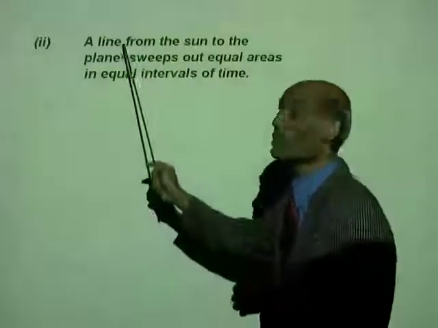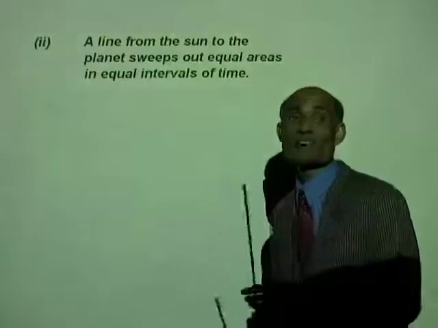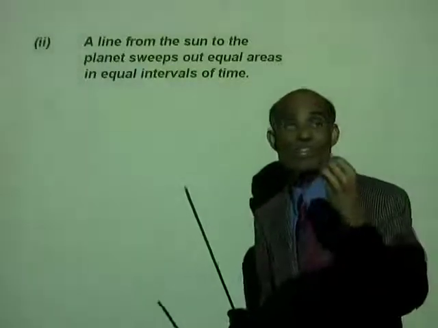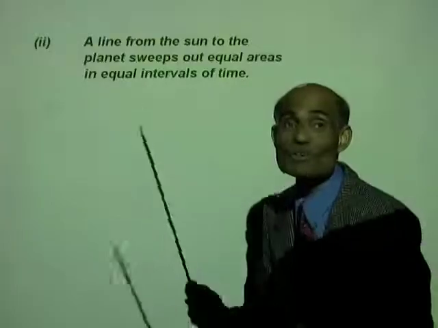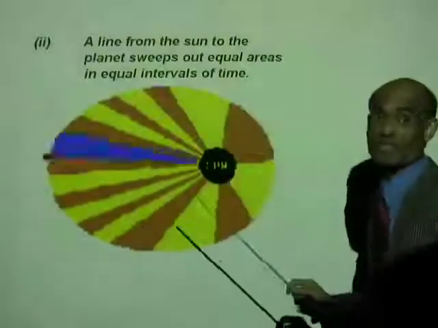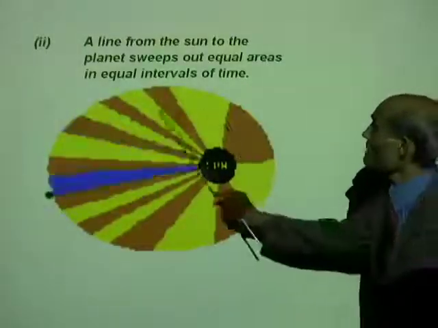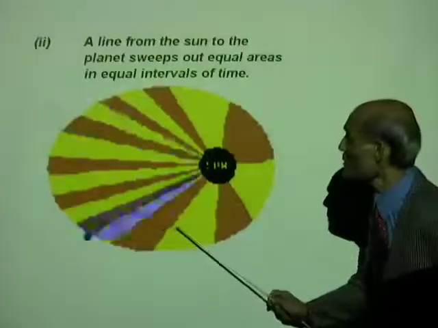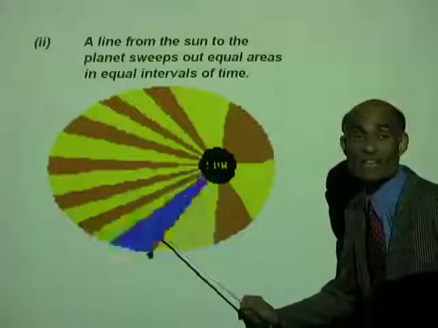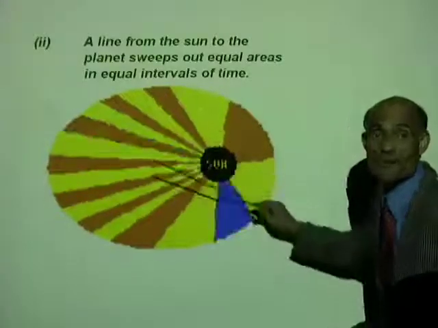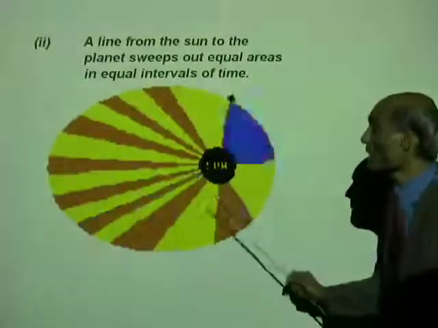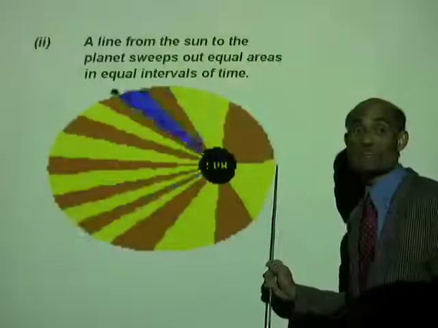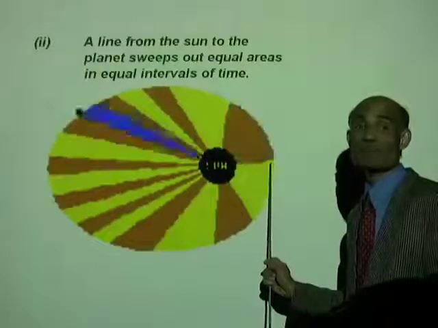Now, a very important law, a line from the sun to the planet sweeps out equal areas in equal intervals of time. Now, watch this. As the planet moves around the sun, these shaded areas indicate areas swept out by that line in equal time. Now, you see why the planet has to move faster when it is closer to the sun.